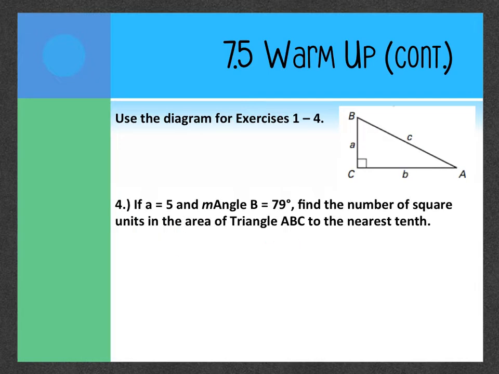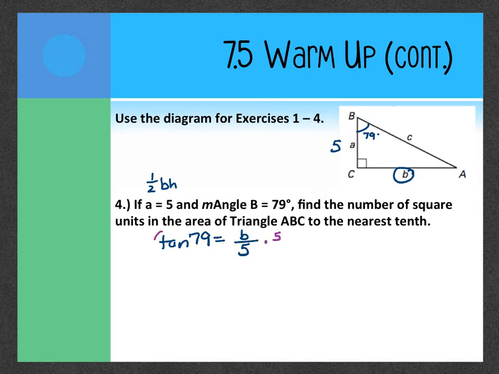And number 4 says A is 5 and angle B is 79 degrees. Find the number of square units in the area of triangle ABC to the nearest tenth. So in order to do area, I need to do 1/2 base times height. I know the height is 5. But I need to find the base, which in this case would be B. So I'm going to use tangent first. I'm going to say the tangent of 79 would equal opposite, which is B, over adjacent, which is 5.